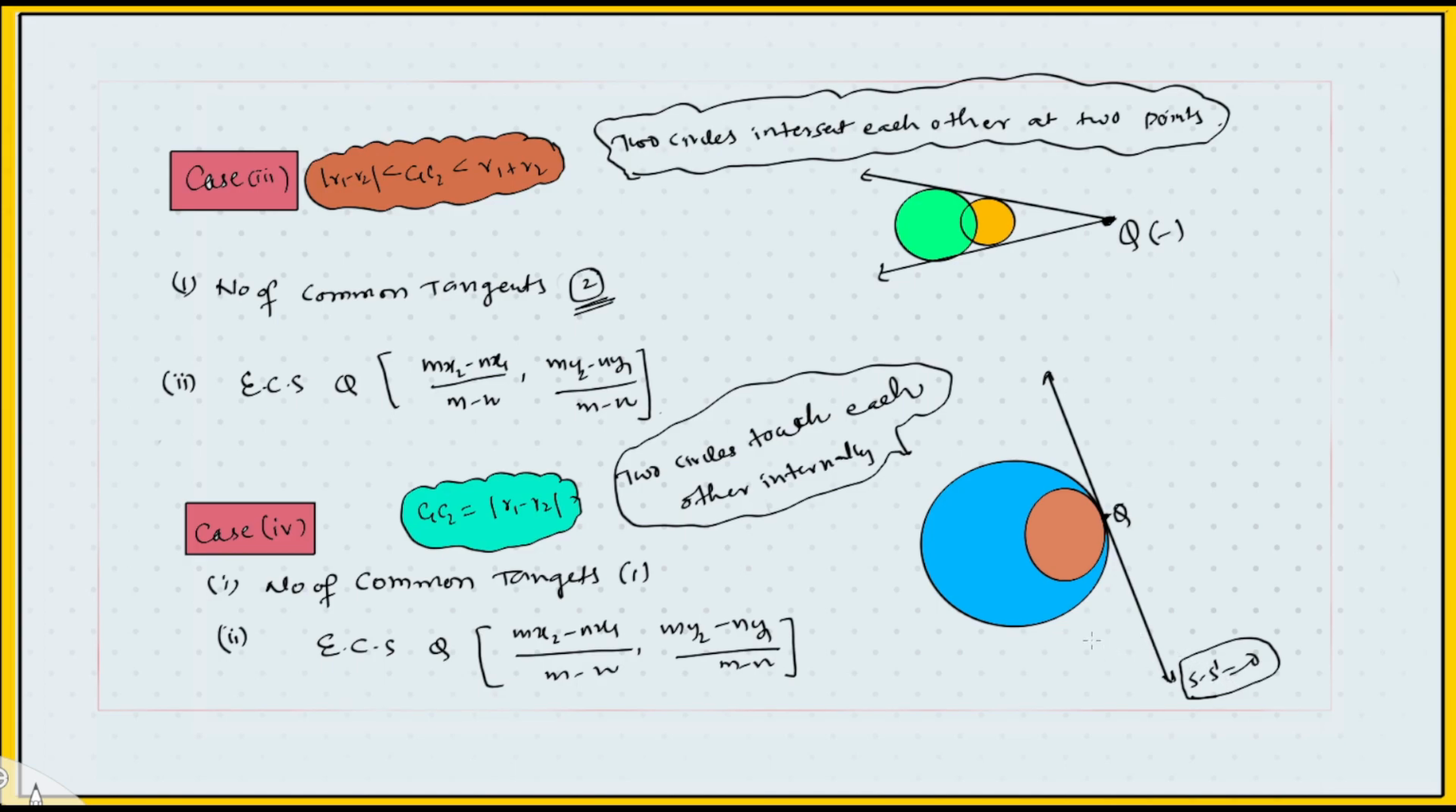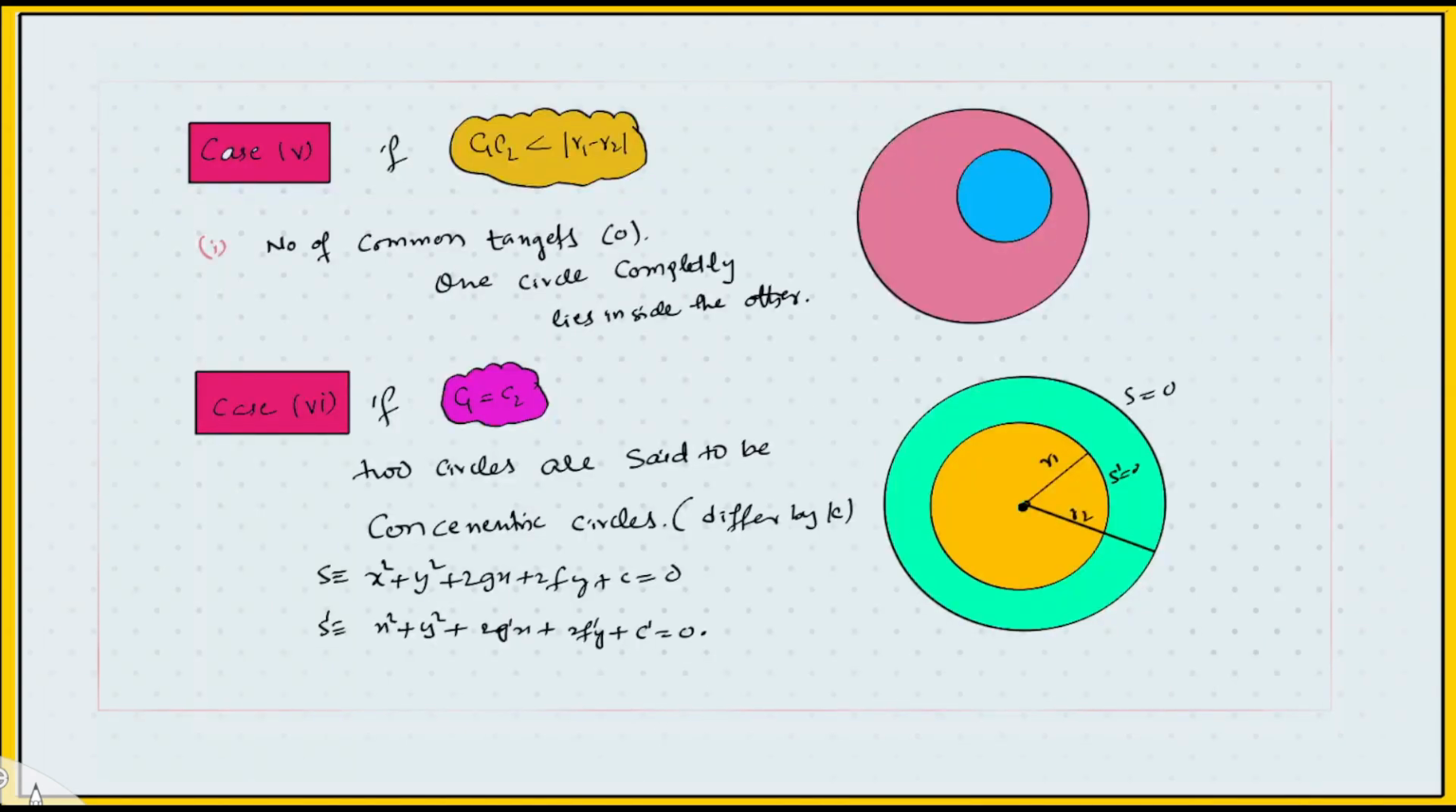The formula of the common tangent when the circles touch each other internally or externally, S minus S dash, is called the common tangent. And the number of common tangents, if the circles touch each other internally, is 1. And what about the internal center or external center? The external center exists, and the formula of the external center is (mx2 minus nx1) by (m minus n), comma (my2 minus ny1) by (m minus n). Next, case 5.